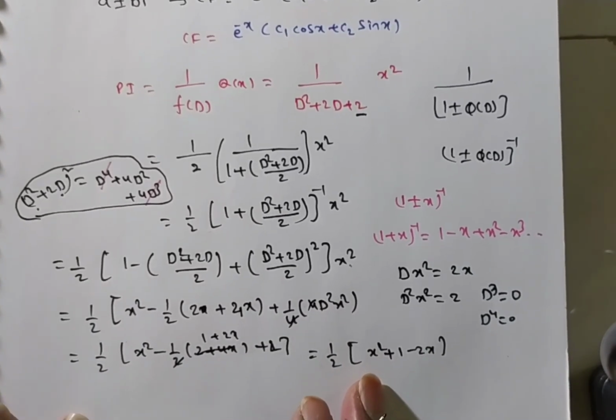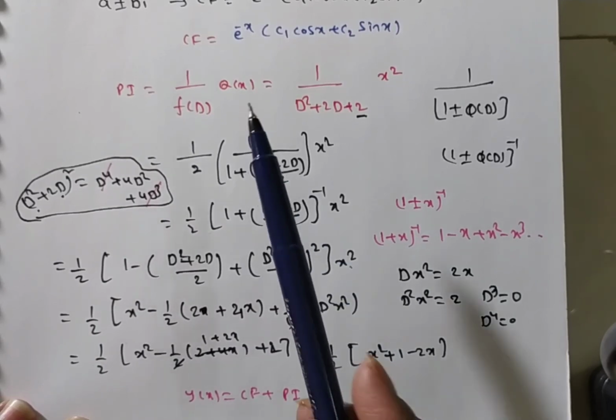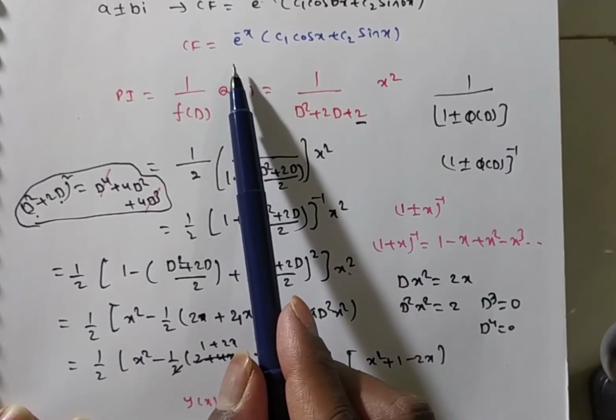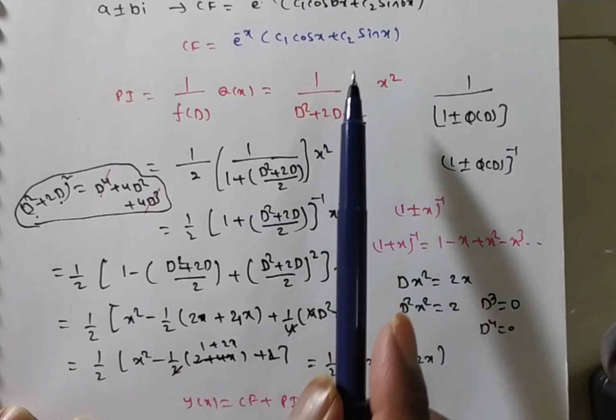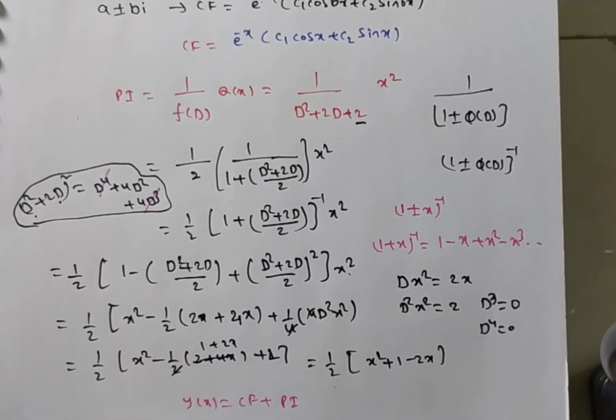Now the general solution is y of x is equal to complementary function plus particular integral. So what is the complementary function you have? e to the power of minus x into (c1 cos x plus c2 sin x) plus particular integral, which is 1 by 2 times of (x square minus 2x plus 1). Of course you can write this as (x minus 1) whole square also. (x minus 1) whole square also.